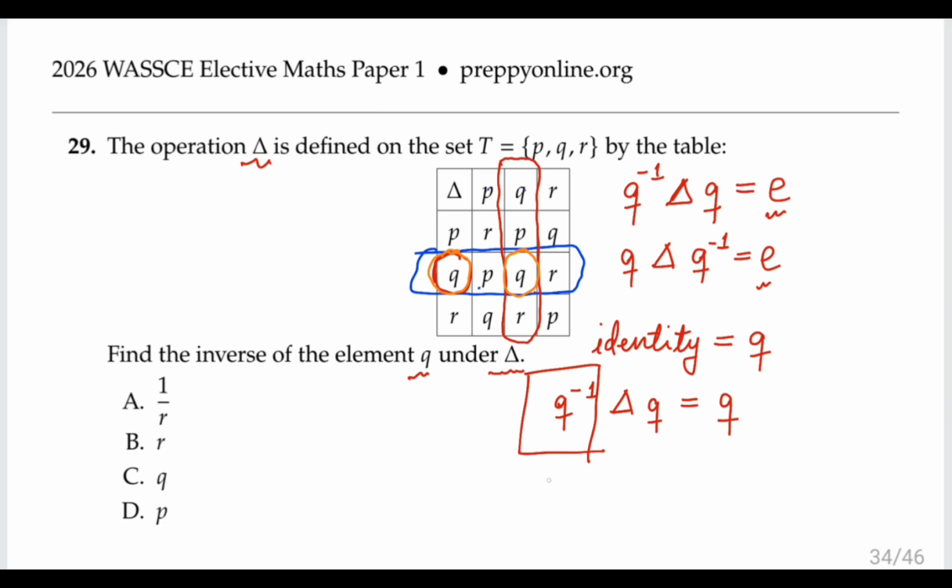And now let's look at it the other way. If you now take Q delta some special element called Q inverse and you get Q, what is that special element that is giving you Q? And again, the answer is Q. Sorry. So yes, it's Q, but not that Q. It's this Q. So when you take Q delta Q, you get Q. So the inverse of Q under the operation is Q. All right.